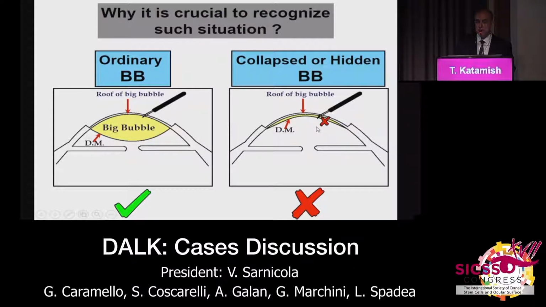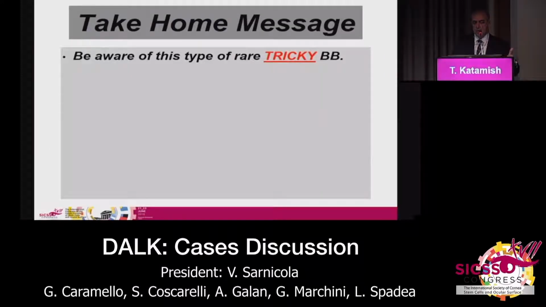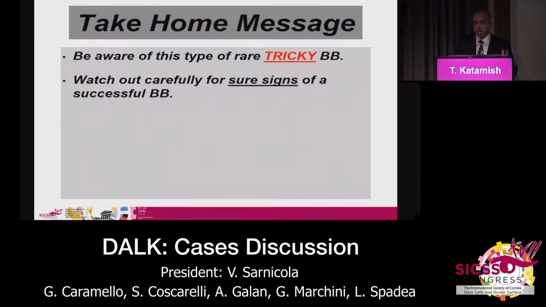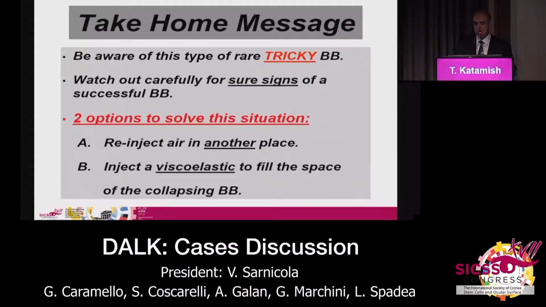So before opening this hidden bubble, you have to reform it again with a viscoelastic, as I have mentioned. So my take-home message is be aware of this type of rare, tricky big bubble, and watch out carefully for sure signs of a successful big bubble. You have two options to solve this problem. Number one, re-inject the air in another place. Number two, inject a viscoelastic to fill the space of the collapsed big bubble before you open your roof. And thank you.